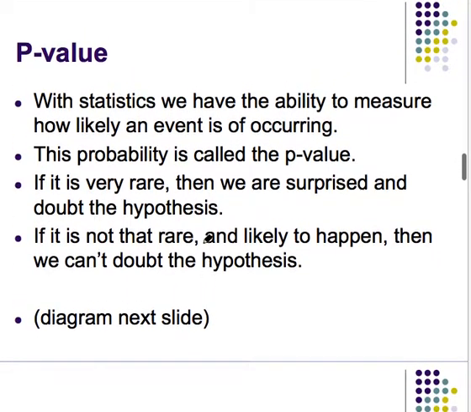So the next thing is p-value, and you'll hear that a lot. We can measure how likely an event is to occur, and that probability is called the p-value. So, how likely an event is of occurring. If it's rare, then we're surprised and we doubt the hypothesis. If it's not that rare and it's likely to happen, then we can't doubt the hypothesis.